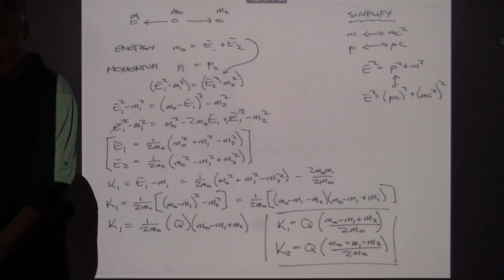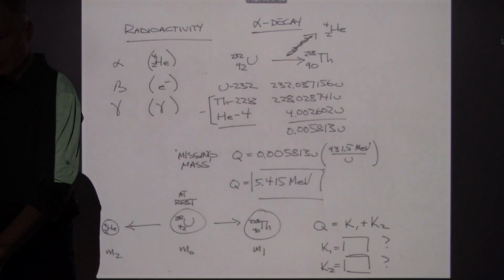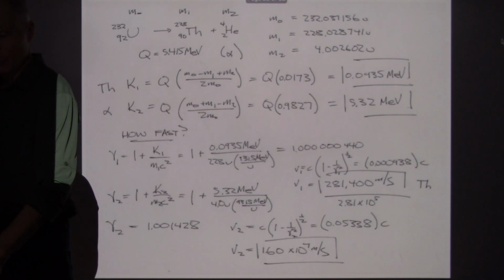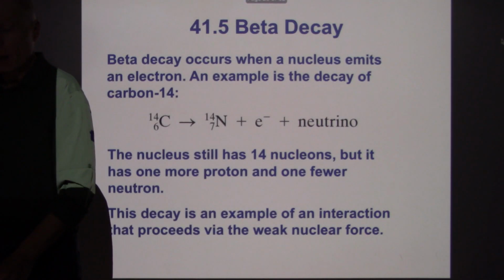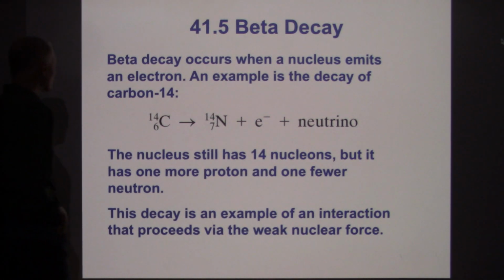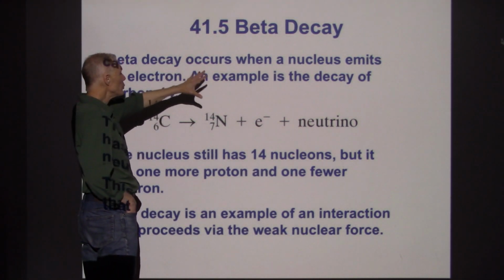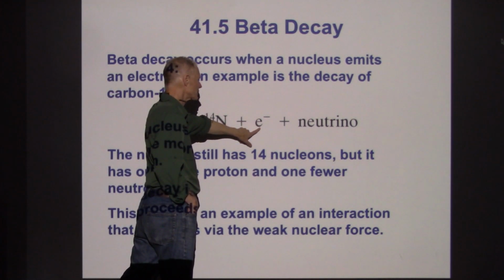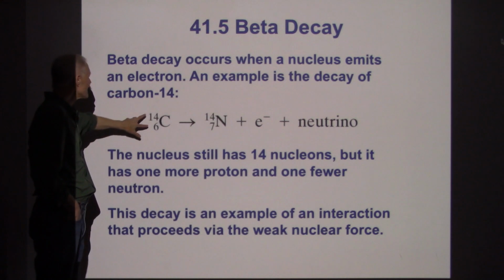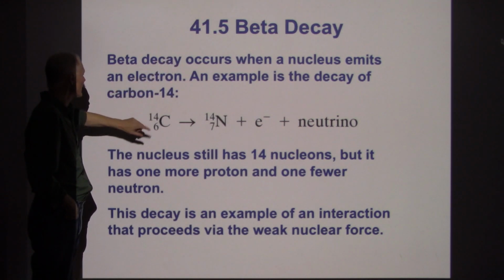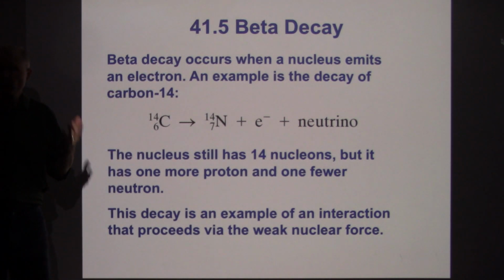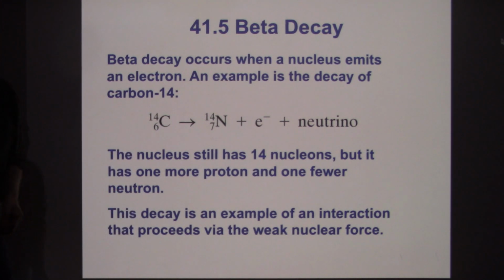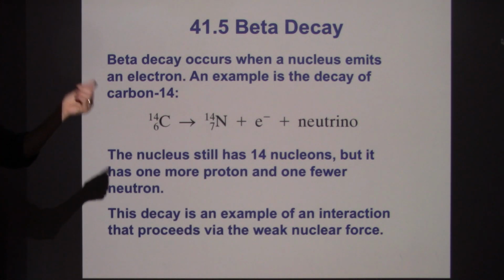So this was alpha decay. That was a good thorough example for alpha decays. So beta decay. Beta decay occurs when a nucleus emits an electron. Now that doesn't seem to make much sense. Here's an example of a beta decay process. Carbon-14 is radioactive. You may have heard of it. And carbon-14 undergoes a radioactive decay process, but it's not alpha decay, it's beta decay.